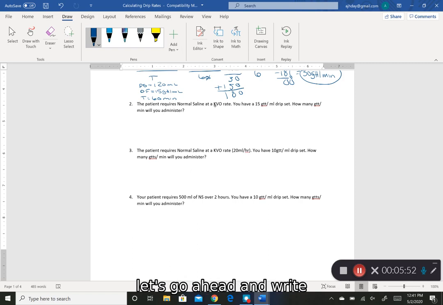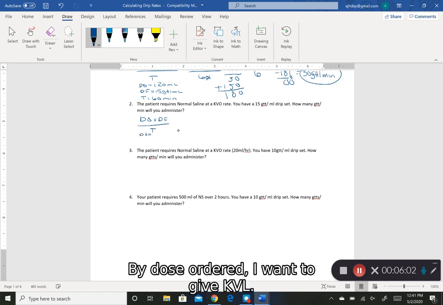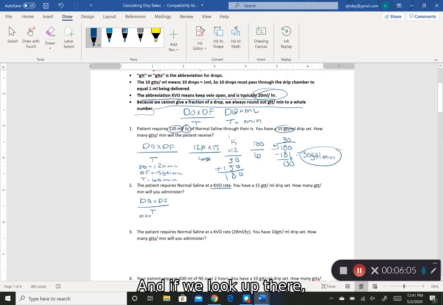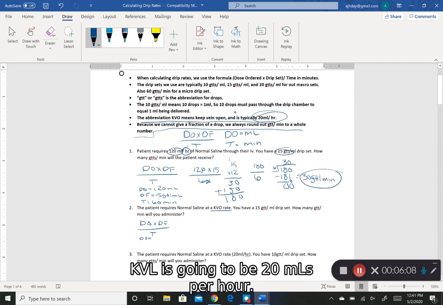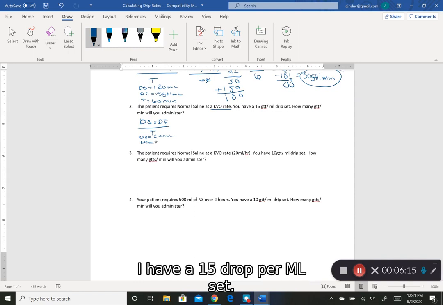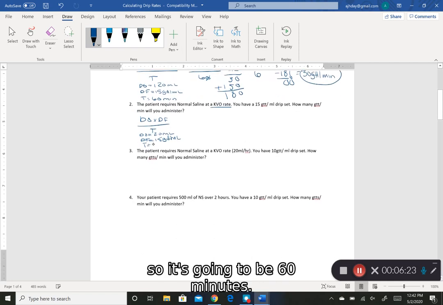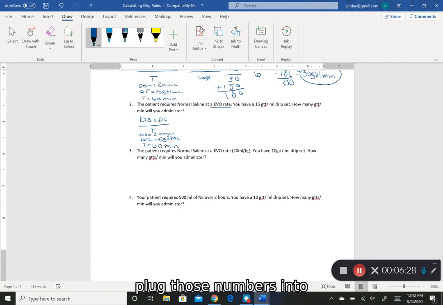So this one, let's write out our formula first. I've got my dose ordered times drip factor over time. My dose ordered, I want to give KVO, and if we look up there, KVO is going to be 20 mLs per hour. Drip factor, I have a 15 drop per ml set. And then time, we already looked at 20 mLs per hour, so it's going to be 60 minutes.